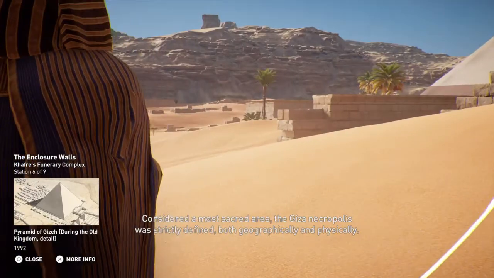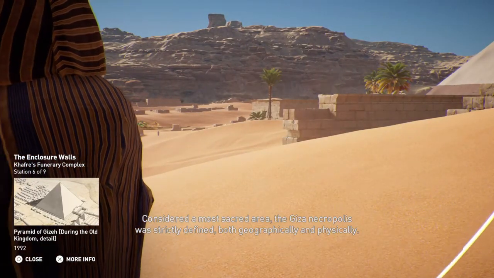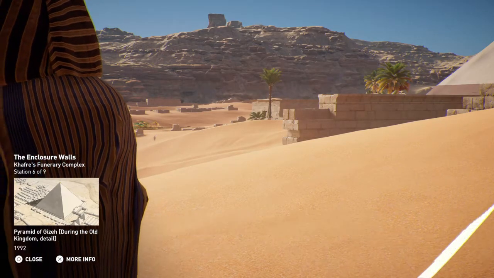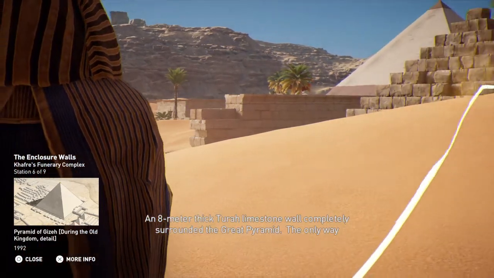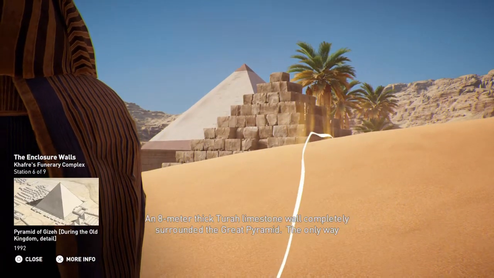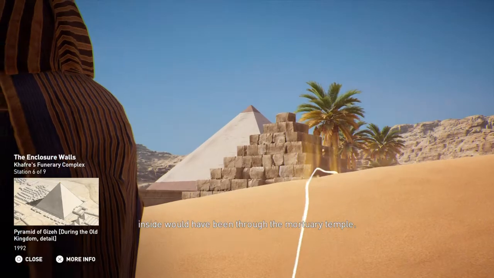Considered a most sacred area, the Giza necropolis was strictly defined, both geographically and physically. An 8-meter thick Tura limestone wall completely surrounded the Great Pyramid. The only way inside would have been through the mortuary temple.